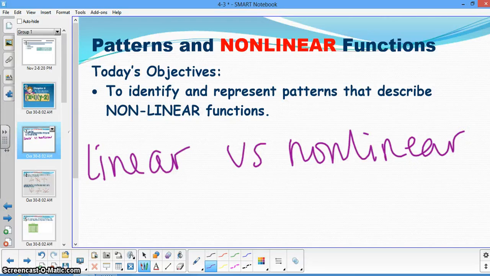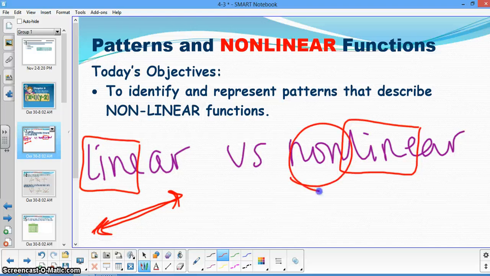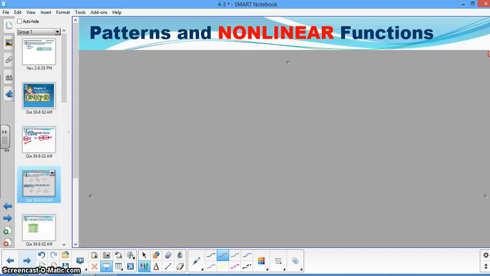Though we really hadn't spent a lot of time on nonlinear, there are some key things you should already recognize. The first being the word line is in both. What is a line? Something that's straight and that continues to go on forever and always. So linear is a straight line that continues. Nonlinear would then be the opposite. So let's give some definitions and examples.